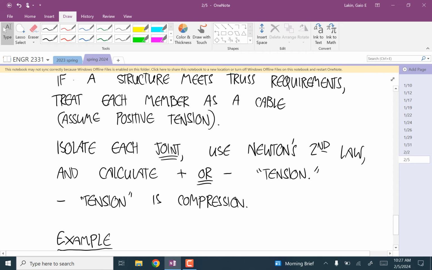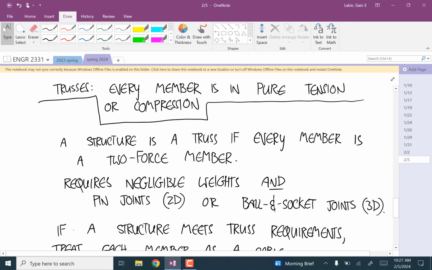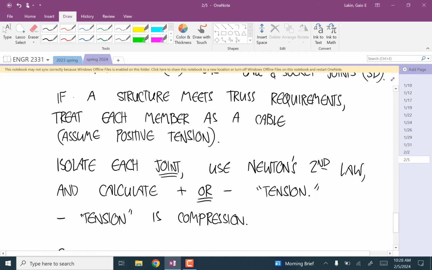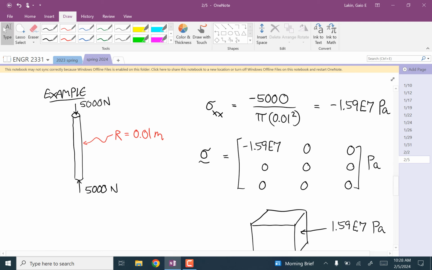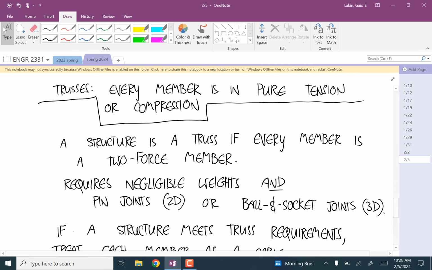And actually, will you go back up to your notes? Sorry about this. When I described a truss, there's one more thing that has to be true. So it requires negligible weights, pin joints and ball and socket joints, and it requires that external loads are only applied at the joints.